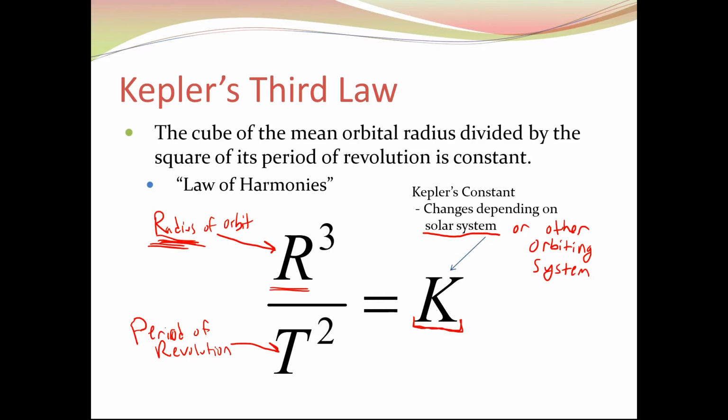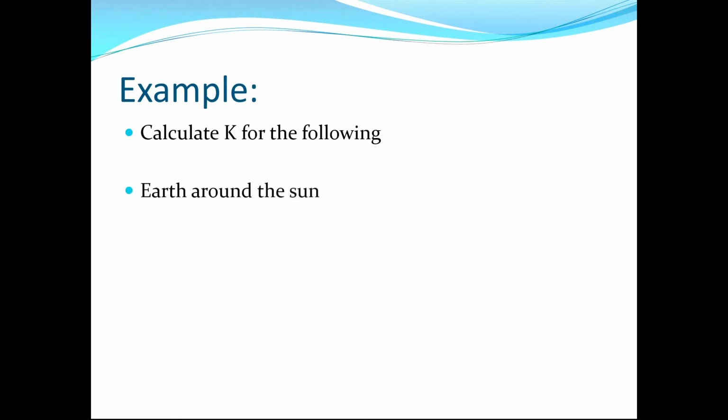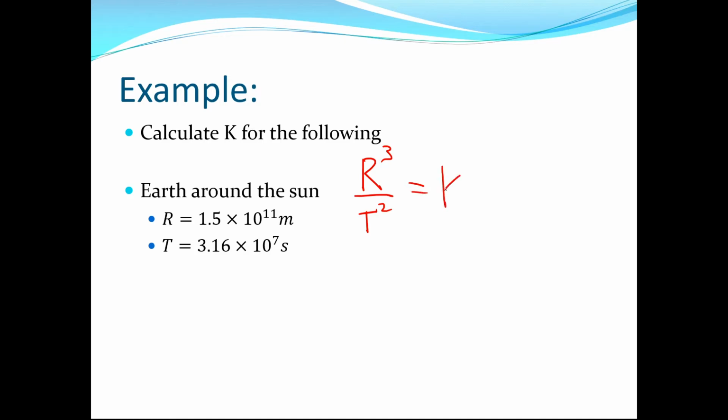All right, so let's go through a quick example of using Kepler's third law, in that we're going to calculate K for the following systems. The first, we'll do the Earth around the Sun. From our best estimates, the Earth is at 1.5 times 10 to the 11 meters away from the Sun, and has a period of rotation in seconds of as follows. So this is basically 1 year in seconds. Okay. So Kepler's law states the following: r cubed over T squared is equal to the Kepler's constant.